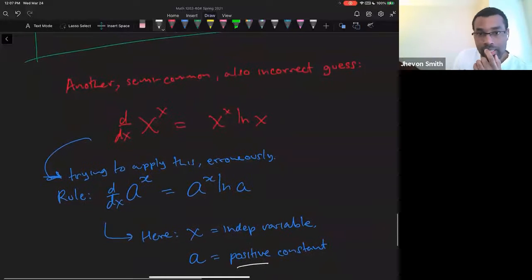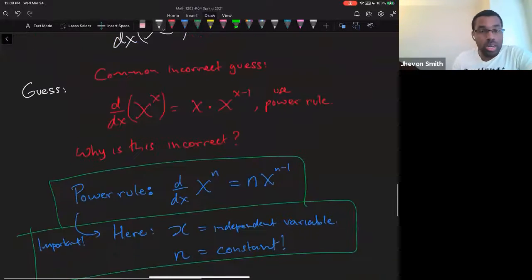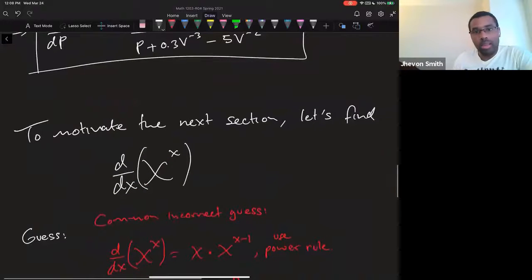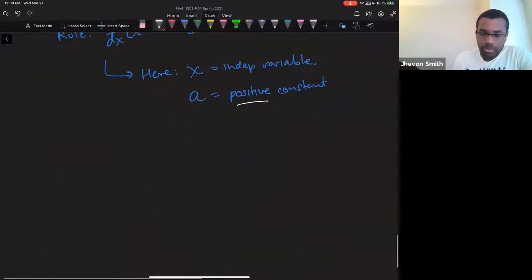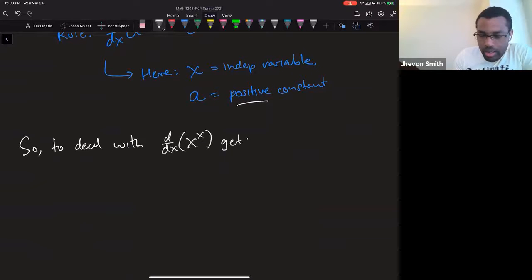Which means if I look at this, the x to the x also does not apply here. This rule does not apply because the base here is not a constant. The base is not a positive constant. So both of these rules would not apply. So this guy is a little bit trickier than meets the eye at first. So to deal with the derivative of x to the x gets tricky.